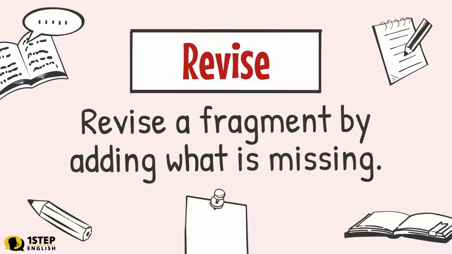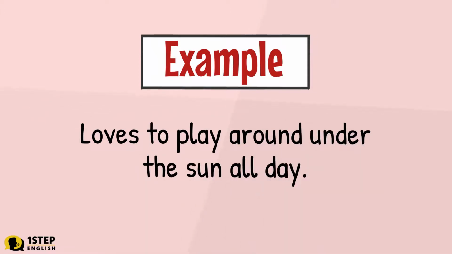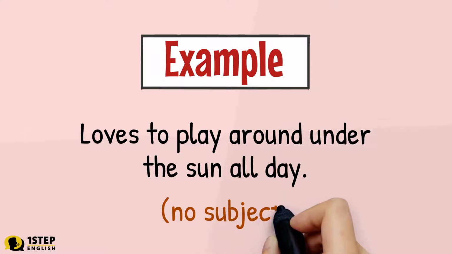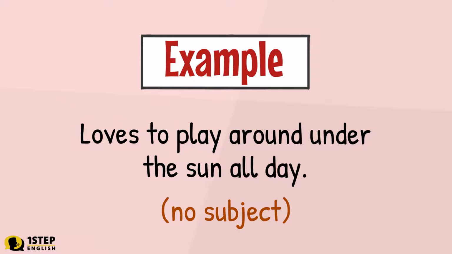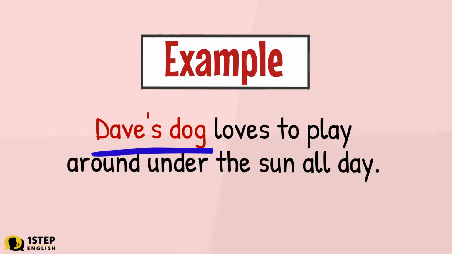To be able to make a fragment a complete sentence, you need to revise it, by adding what is missing, such as subject, verb, or a complete thought. For example, loves to play around, under the sun, all day. The sentence fragment does not have a subject. To change it into a complete sentence, you need to revise it and put a subject on it. Dave's dog loves to play around under the sun all day.